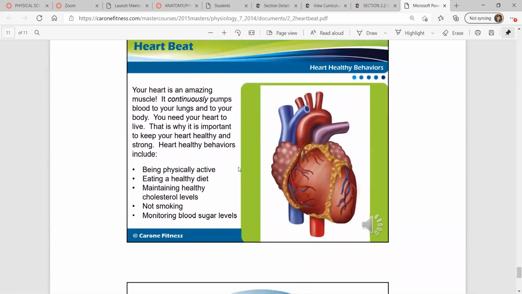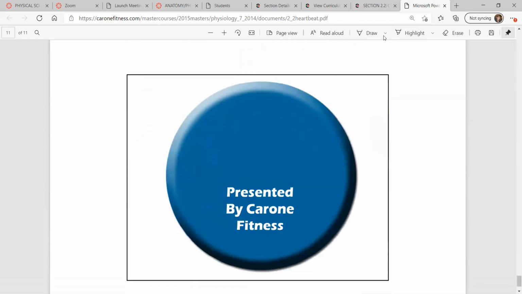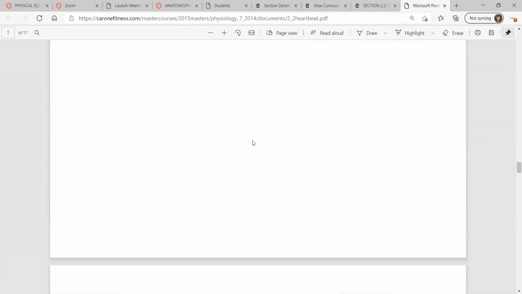And your heart is a really interesting muscle. It continuously pumps blood to your lungs and to your body. You need your heart to live, and that's why it's so important to keep your heart healthy and strong. Heart healthy behaviors include being physically active, eating a healthy diet, maintaining healthy cholesterol levels, not smoking, and monitoring blood sugar levels.